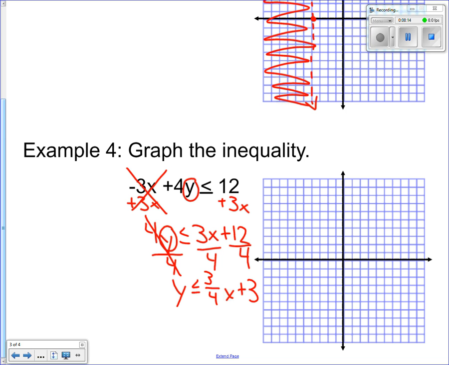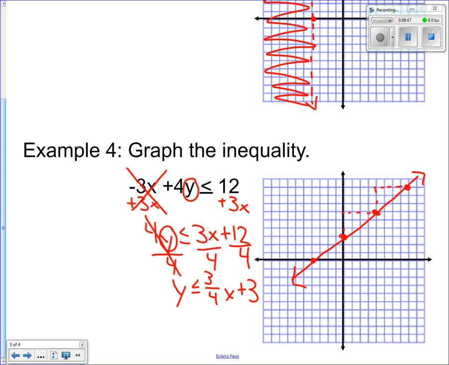Once you've done that, it's identical to what we've been doing. We're going to look at it. The b is 3, so I would plot on my y-axis a positive 3. The slope is a positive 3/4, so I would go up 3 over 4. Up 3 over 4. And then I'm going to go backwards at least once. So this gives me a good idea about what that line would look like.